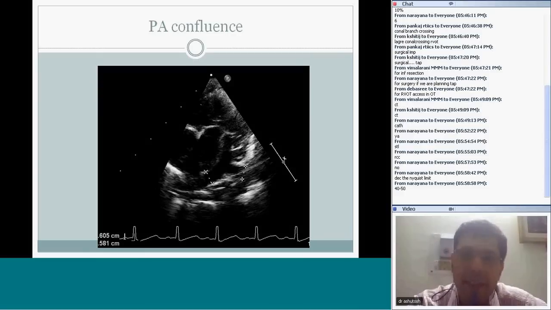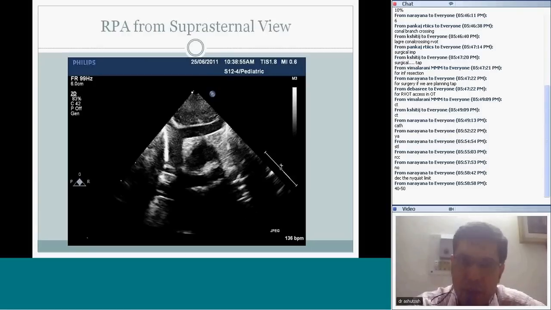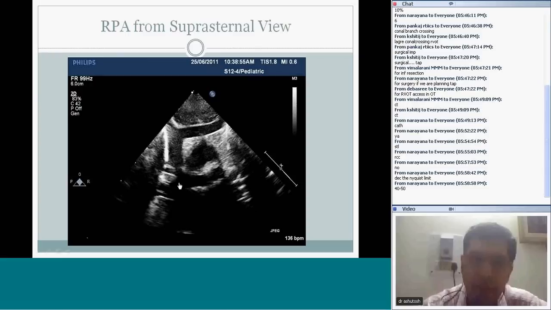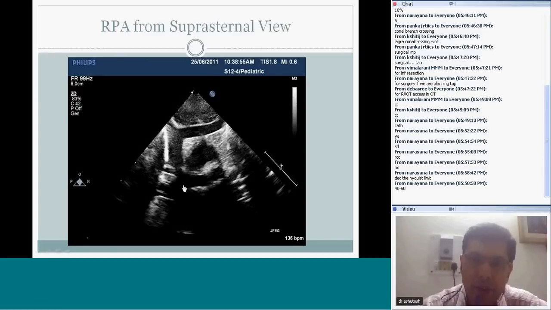Okay. This is the short axis view, pulled slightly downward and anteriorly to show the pulmonary artery confluence, and we measure the pulmonary arteries in various views. So this is one of the views in which the pulmonary artery confluence is being measured. Here, the suprasternal view showing the entire length of the right pulmonary artery. So this is where the bifurcation will be, and you will be able to measure the pulmonary artery here.